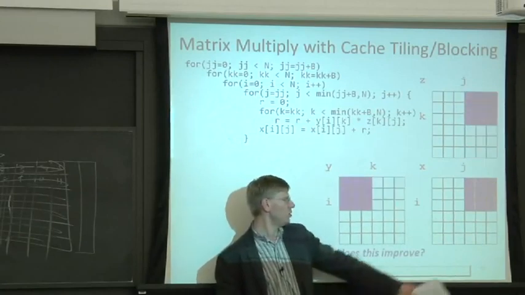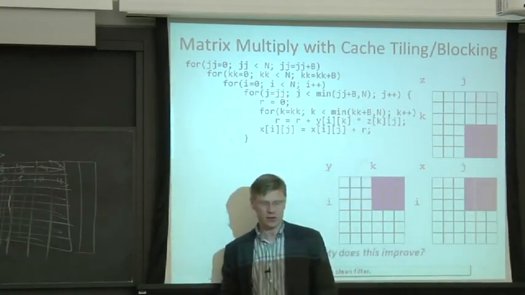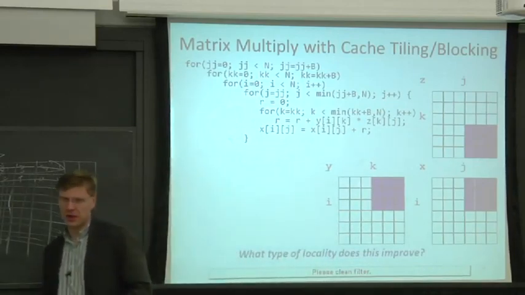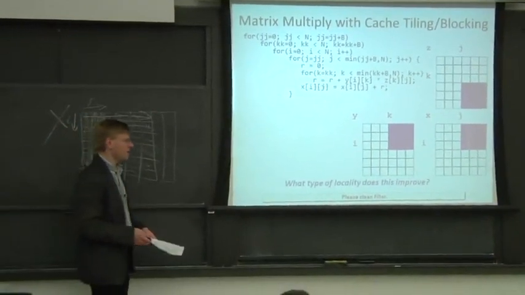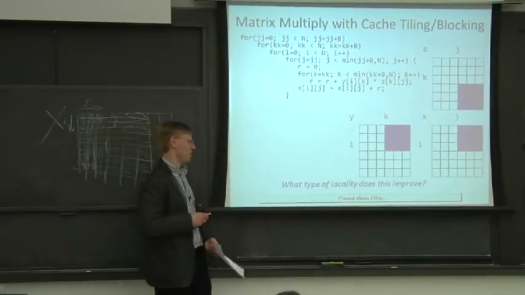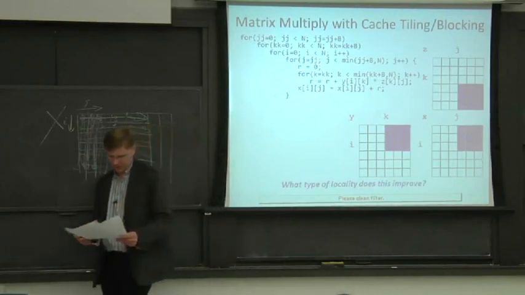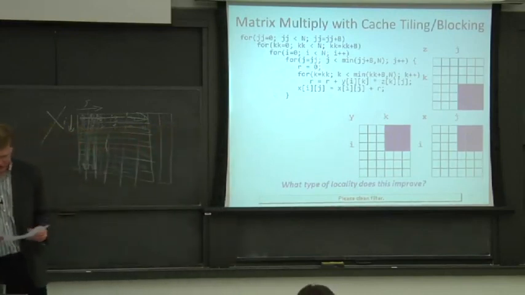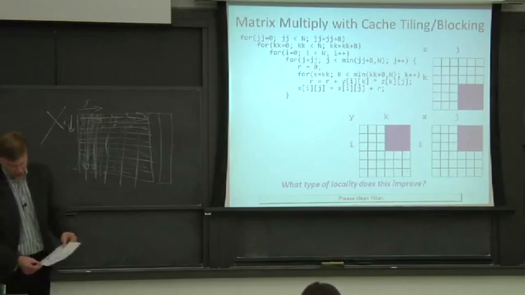this and this reuse these entries in our result matrix twice. So we can get some benefit out of that. But so the answer is you get both temporal and spatial locality improvements here. But it's a fun software optimization you can do that will improve your performance.